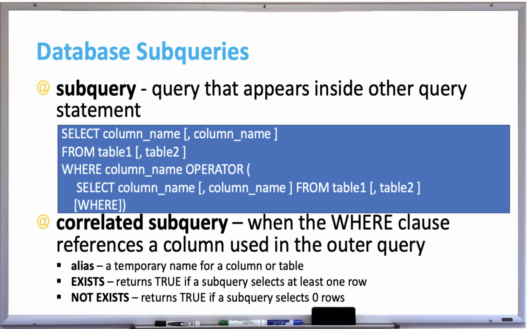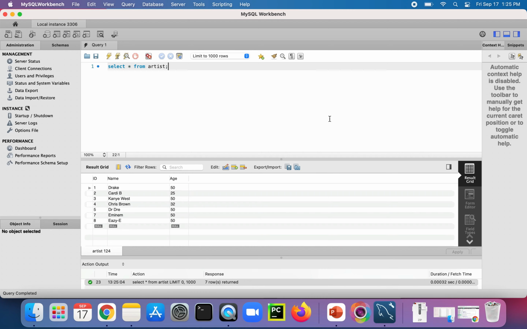So let's try out some subqueries in MySQL. This database table called artist shown here has several musical artists. And we also have an actor table which shows a bunch of actors, and some of these actors are also artists as well. So we can use a subquery to figure out which artists are also actors.